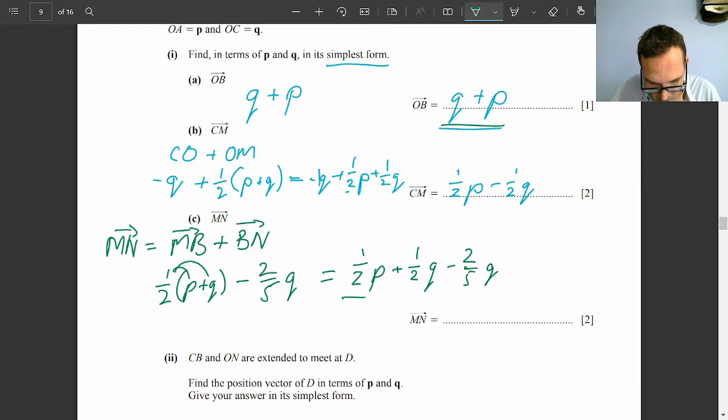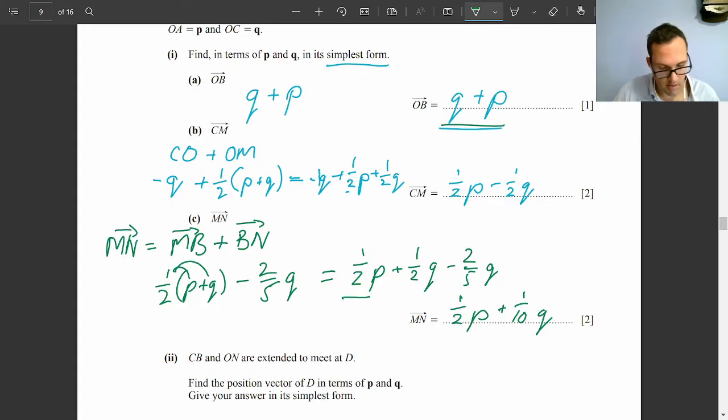That gives us a half P, multiplying out this bracket, plus a half Q minus 2/5 Q. Okay, so the half P will stay a half P. There's nothing to add and subtract. And then a half Q minus 2/5 Q. Let's not waste our time. Do a half minus 2/5 on your calculator. Bam, 1/10. So it's a positive 1/10 Q.